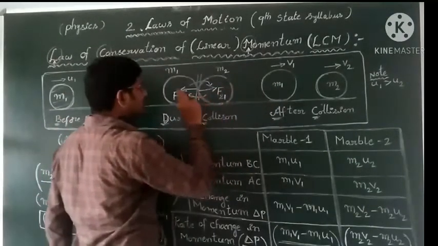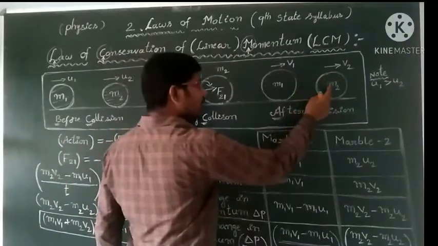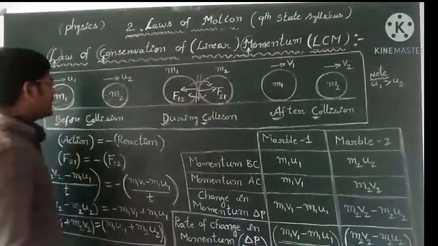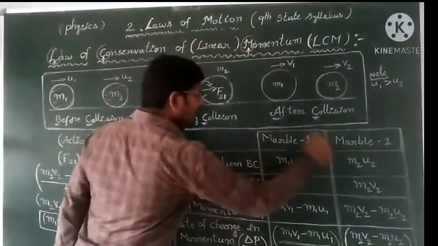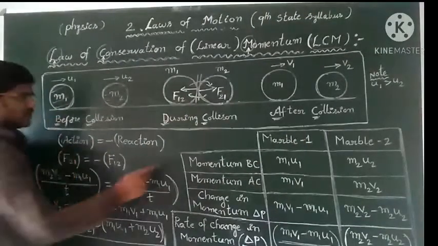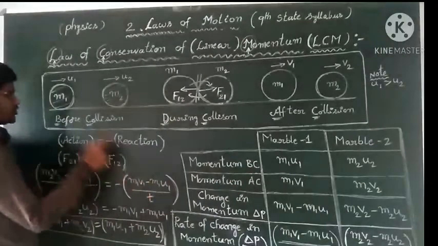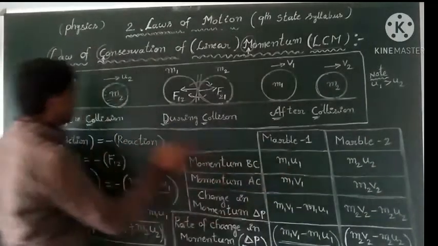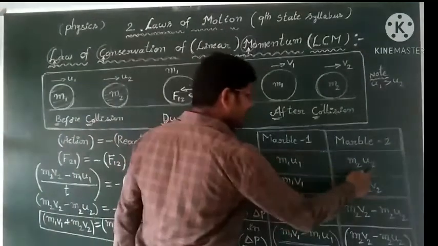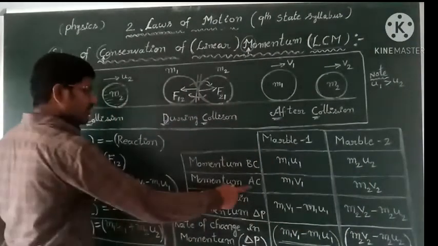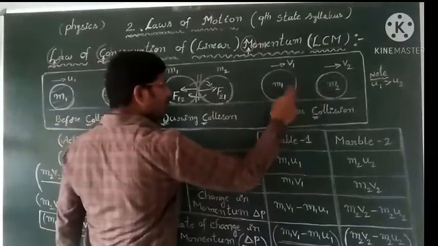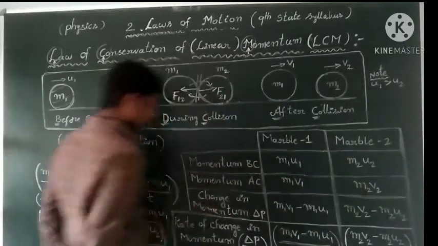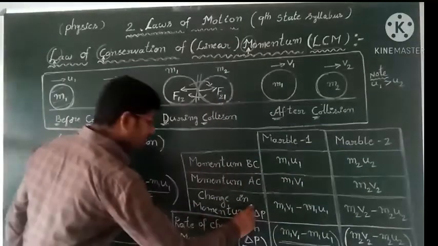After the collision, the first object's velocity is V1 and the second marble's velocity is V2. So the momentum of marble 1 and marble 2: the momentum before the collision is M1 U1 and M2 U2, and the momentum after the collision is M1 V1 and M2 V2. Now, the change in momentum for both objects.